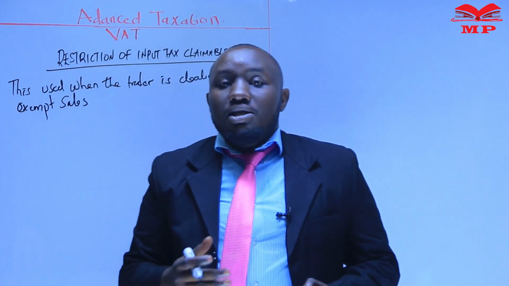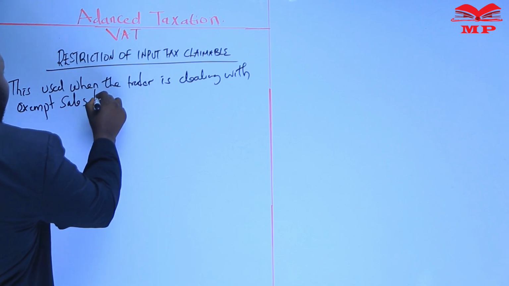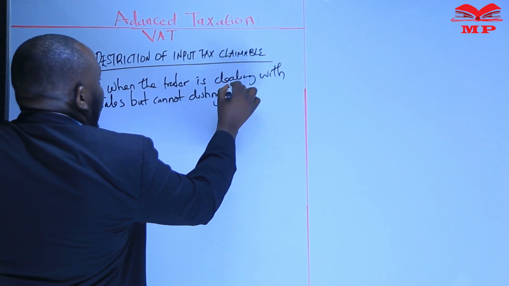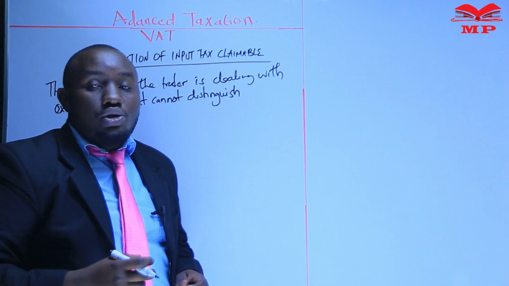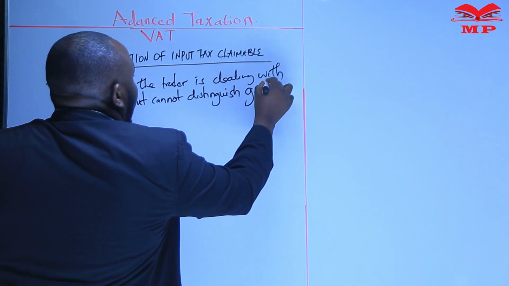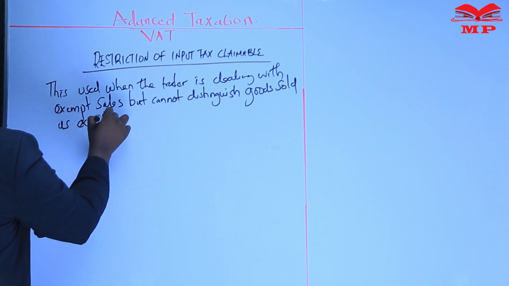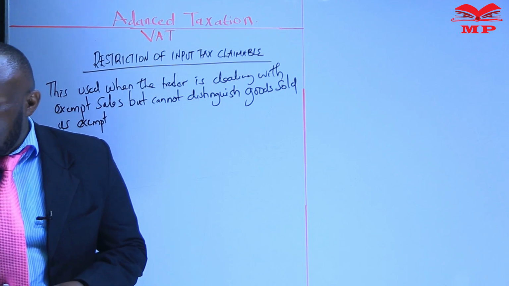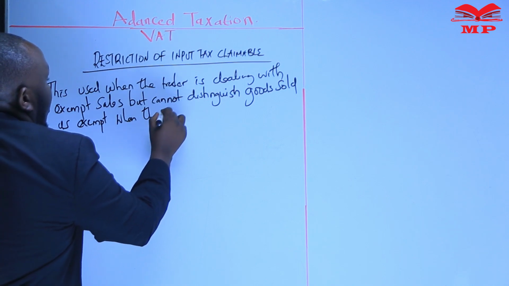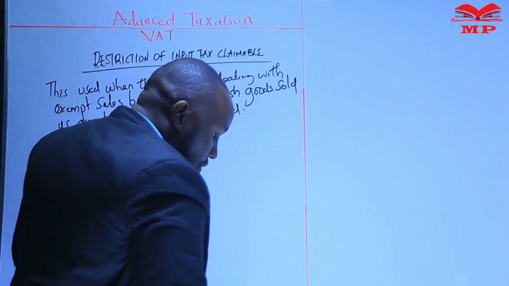And when you say exempt sales, these are sales that are basically not chargeable to VAT, but we cannot distinguish or separate the goods sold as exempt when they were purchased. That is basically when we do the restriction.